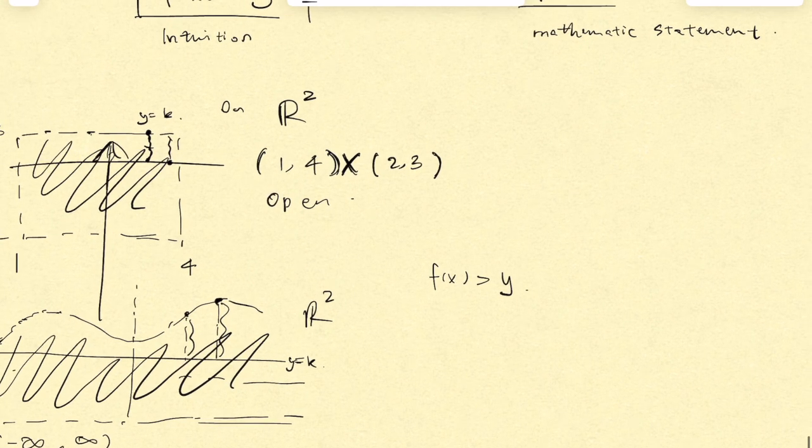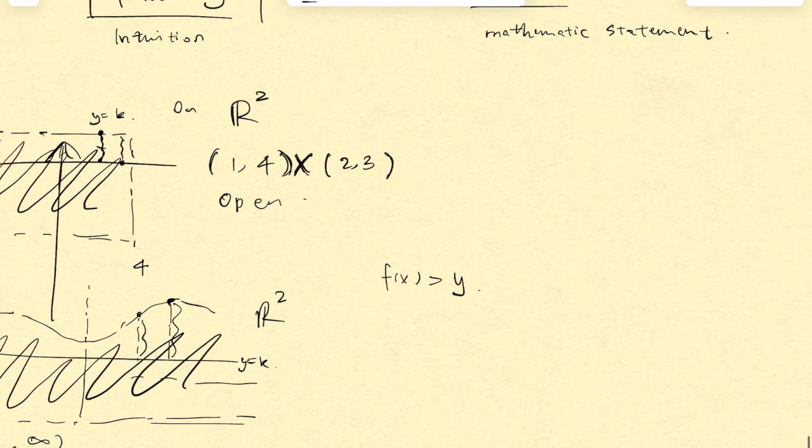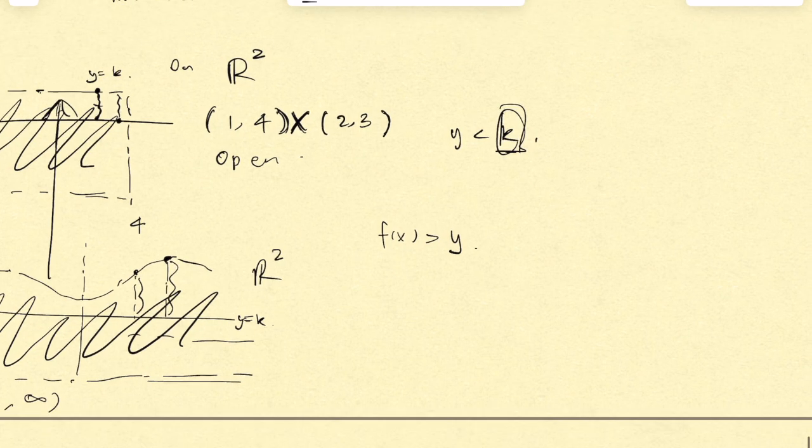Because for the rectangular example, which is very easy, all the points are below y equals k, meaning that y is smaller than k, right? We have a constant on the right hand side. Similarly, we want a constant on the right hand side for our example as well.